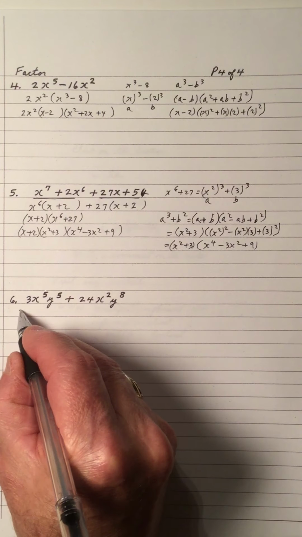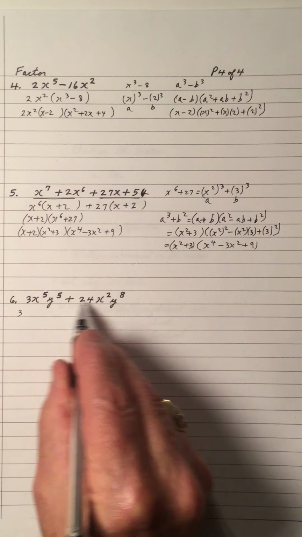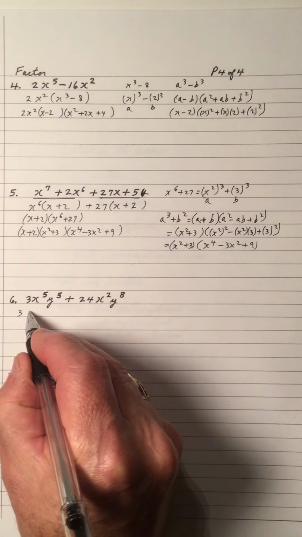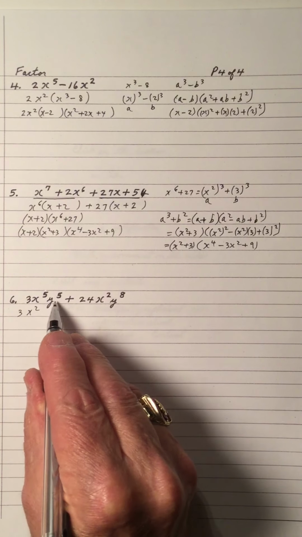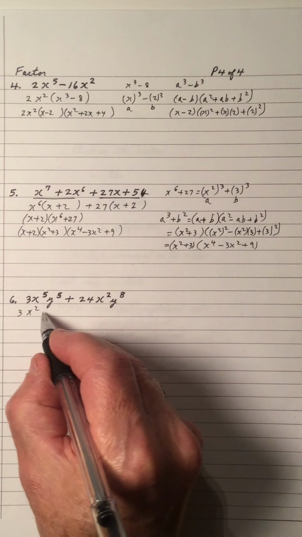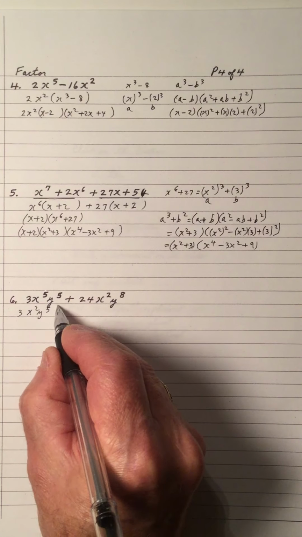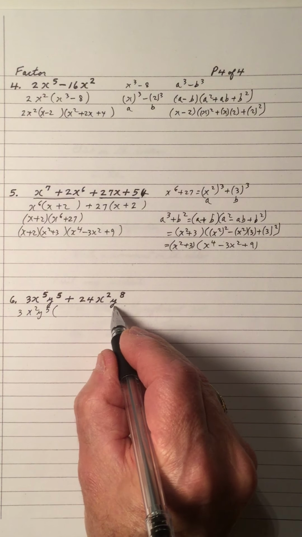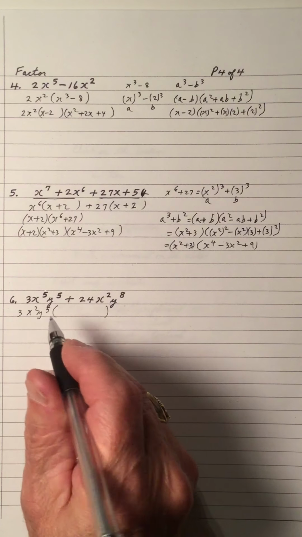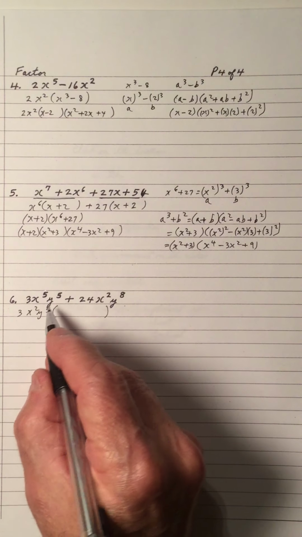And number 6, any GCFs? I see a 3 that's common. X to the 5 and x squared, I see x squared. I got y to the 5 and y to the 8, so y to the 5 is common. Remember, the smallest exponent is always what's common.